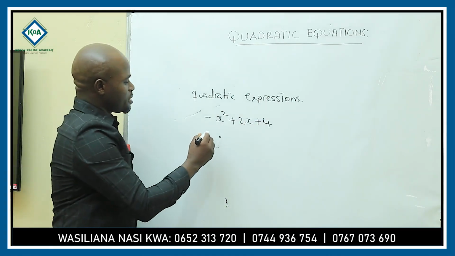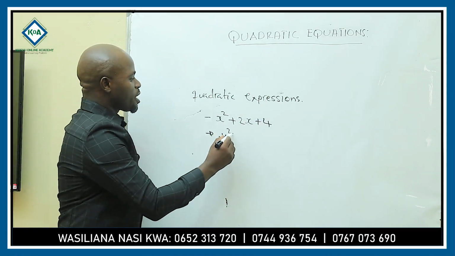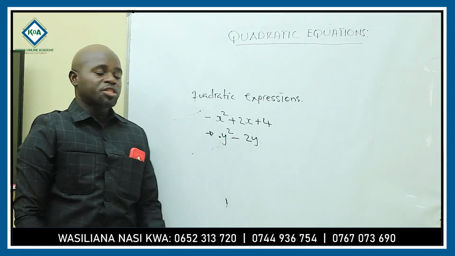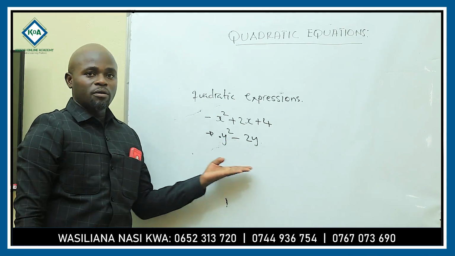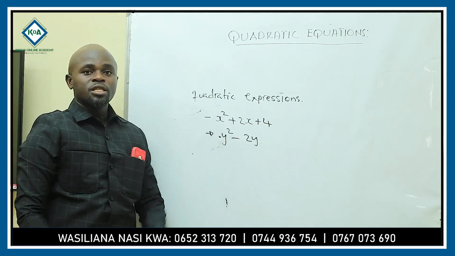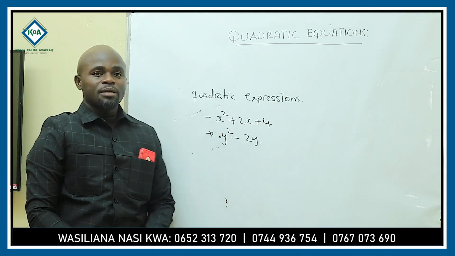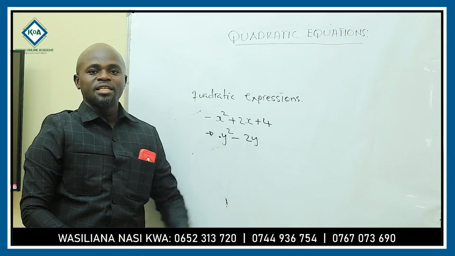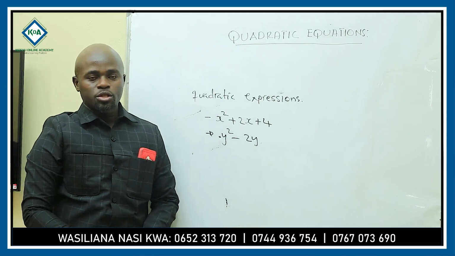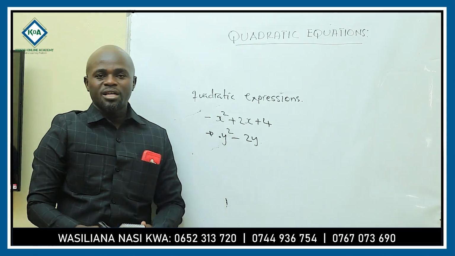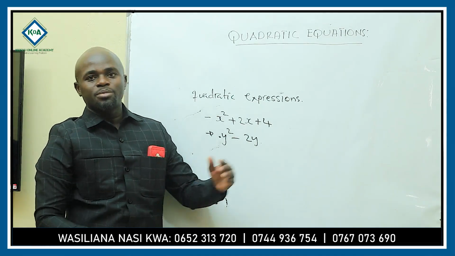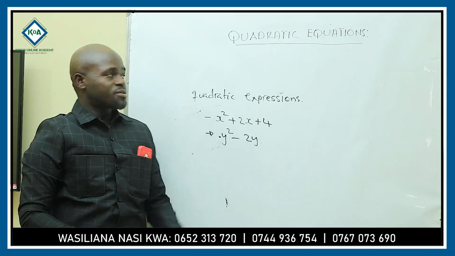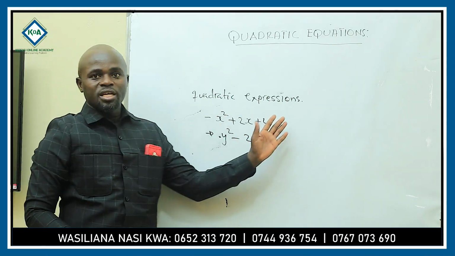Also, if you have maybe y squared minus 2y, this is a quadratic expression because the highest power of our variable, which is y, is 2. And when you talk about the variable, it means any letter which is used in an expression or equation. So in a quadratic, we are observing whether we have the highest power of 2. If you have the highest power of 2 in that expression, it means that expression is called a quadratic expression.